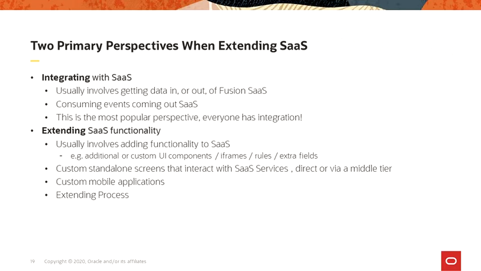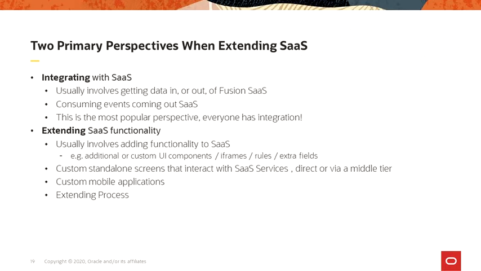So moving on, there are two primary perspectives when extending SaaS. If any of you have looked at extending SaaS, there's pretty much two ways of doing it. You can either integrate with SaaS, and that is usually getting data in or out of Fusion SaaS, or consuming events, which is also getting data out. And to be honest, that's it. But this is by far the most popular perspective. Every SaaS customer is doing some level of integration, with OIC or not with OIC, whatever it might be. Everybody's doing integration on one hand.